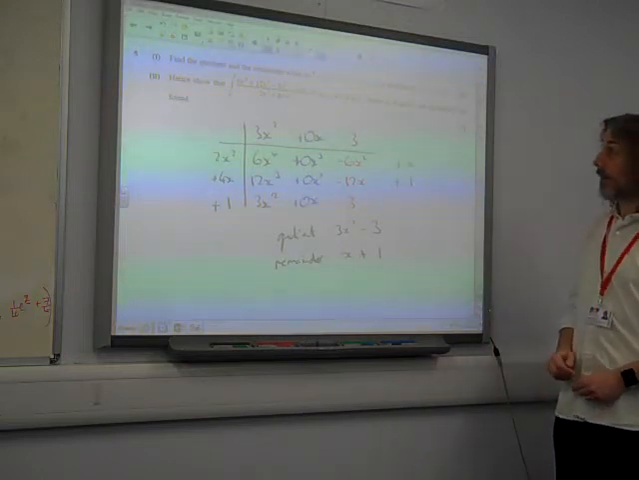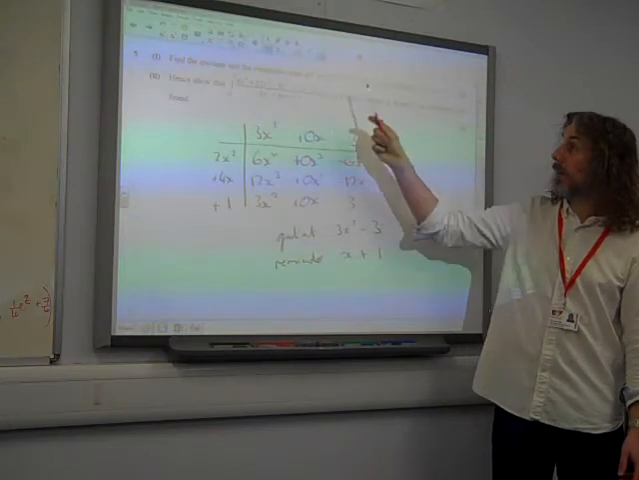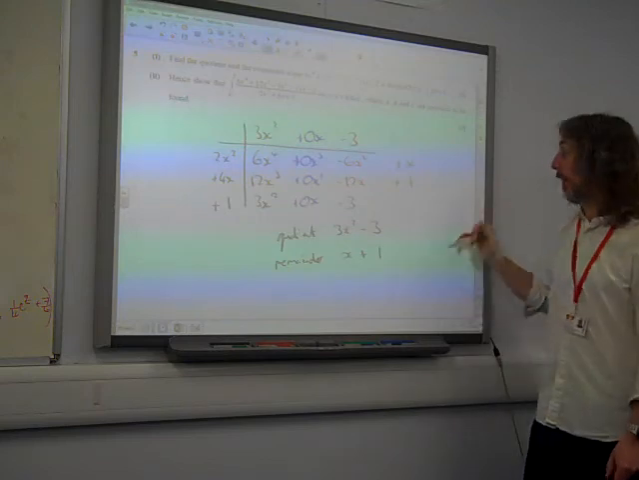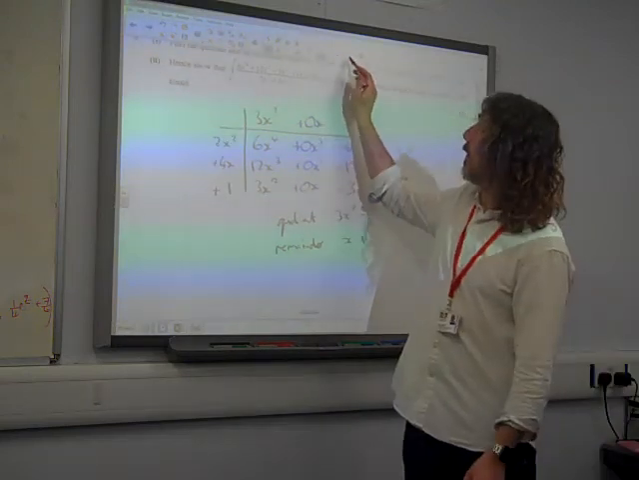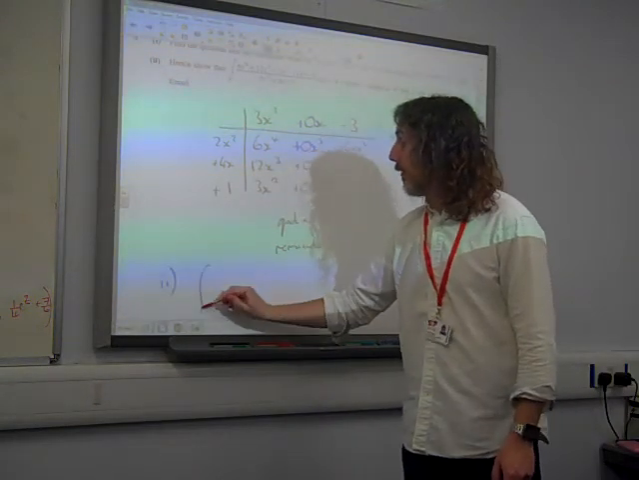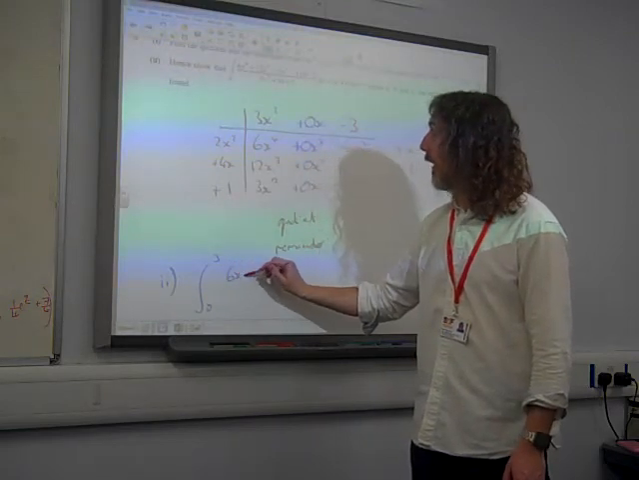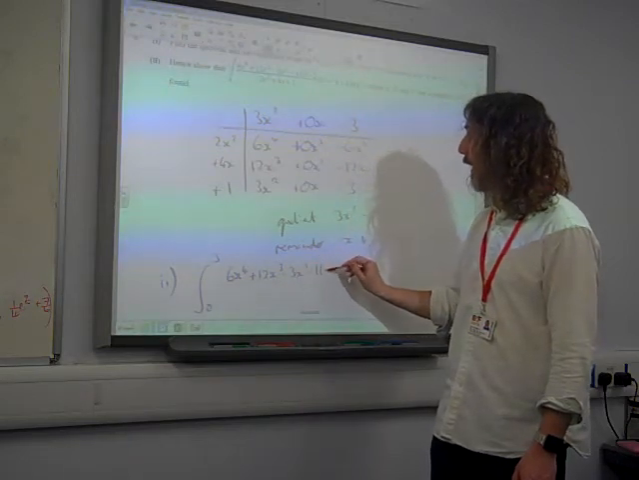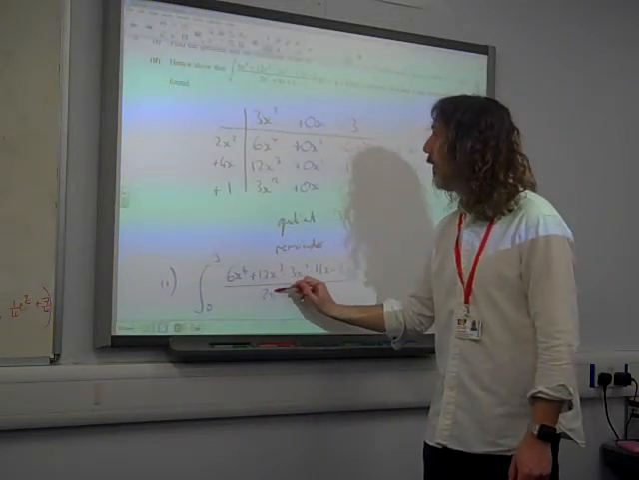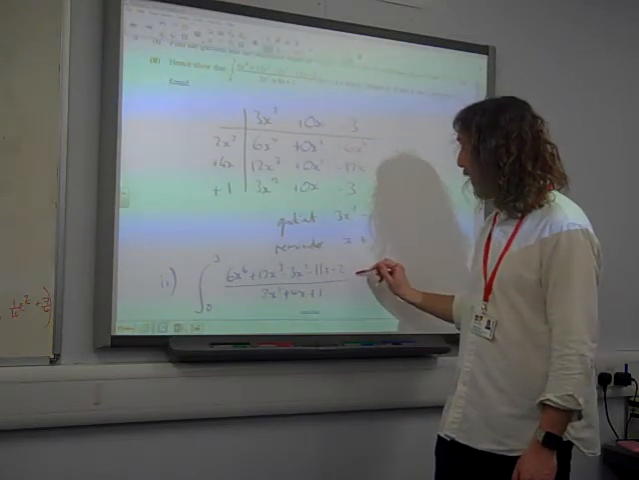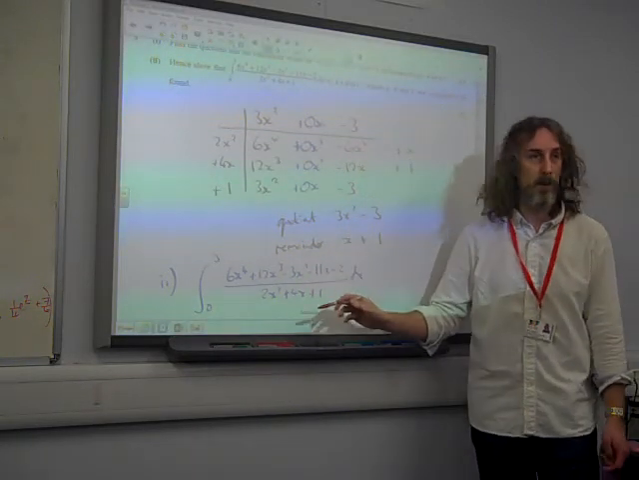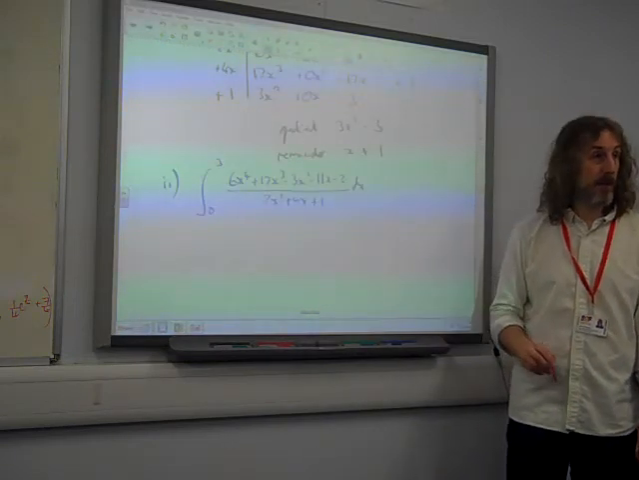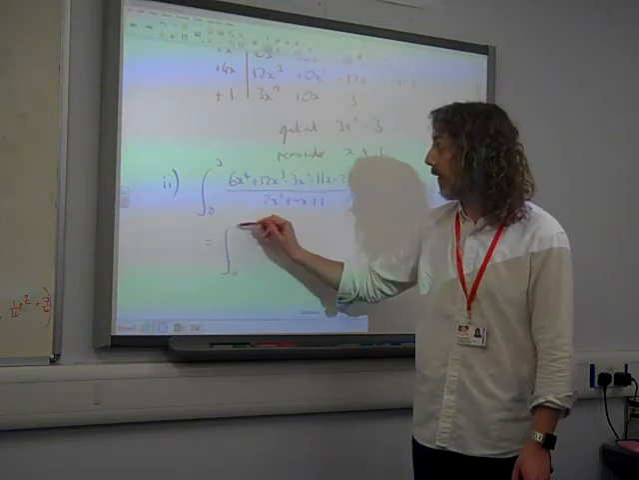Hence show that this gives you an answer in that form when you have to find A, B and C. So hence integrate the integral from 0 to 3 of 6x to the 4 plus 12x cubed minus 3x squared minus 11x minus 2 over 2x squared plus 4x plus 1. There's no tricks here, are there? Because that exactly mirrors what you've done in the first part of the question. So that's all right. This means that we are integrating between 0 and 3.